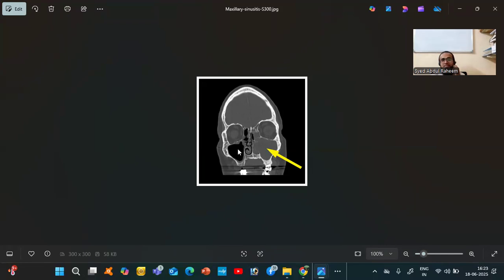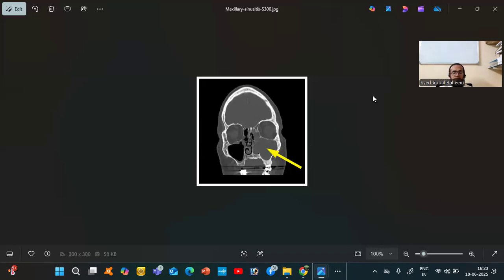It should be air filled, which is how you get black color. But here you can see that it is filled with mucus. This is maxillary sinusitis. The patient has more problems, so we have to treat the patient if he presents with this type of problem. So this is the maxillary sinusitis. I showed one image. This is about sinusitis.